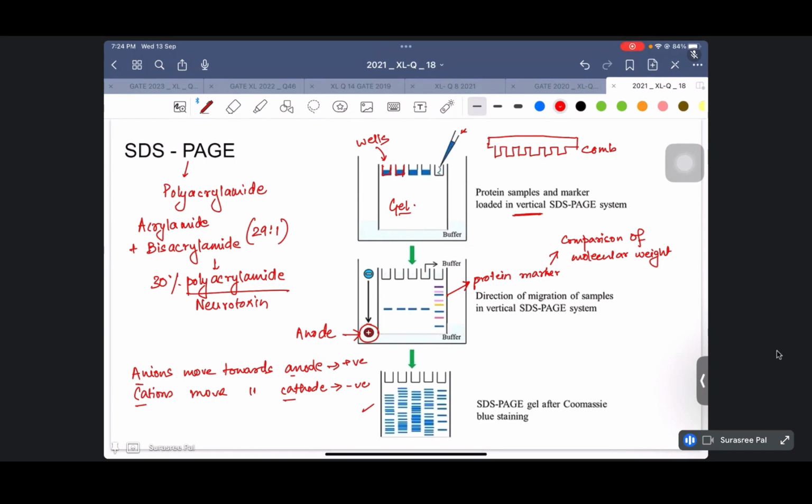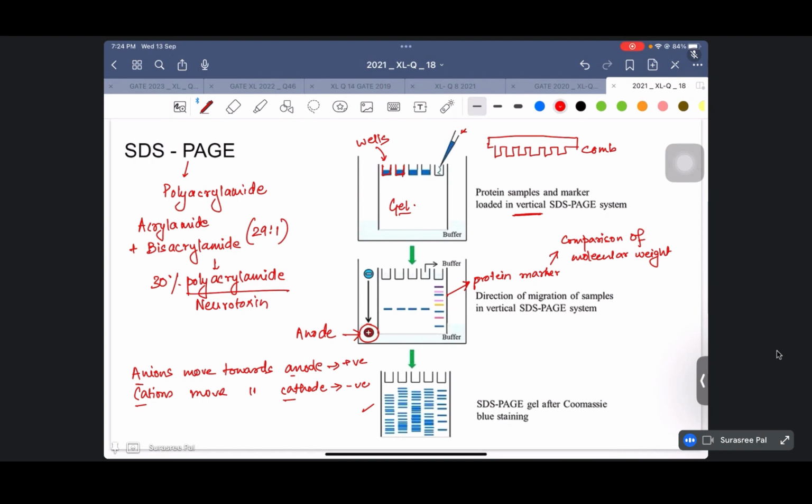Now another question is, if two proteins are of the same molecular weight, then we will not be able to resolve them, because this technique is completely based on this information, that is, the molecular weight of the protein, right? Because it's a separation completely based on molecular weight.